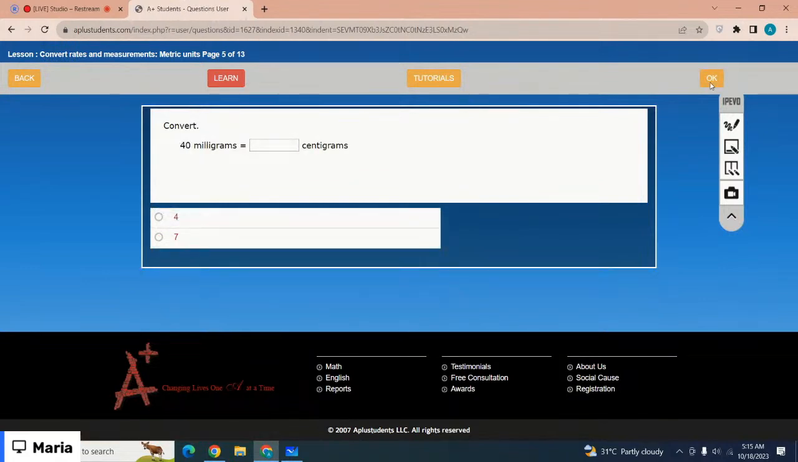Okay, the next one is 40 milligrams equal how many centigrams? 40 milligrams equal 4 centigrams, right? The correct option is 4.